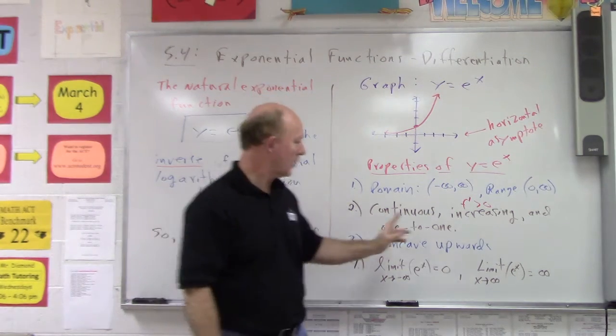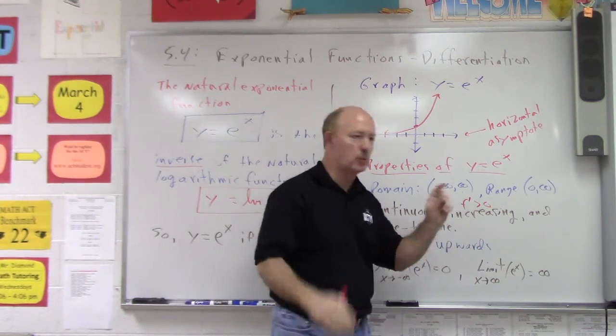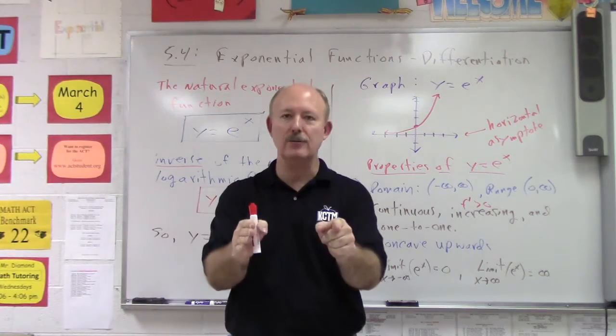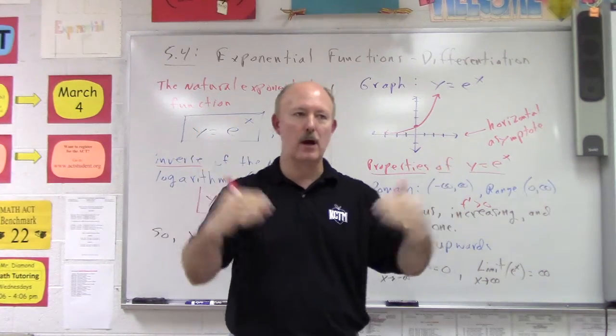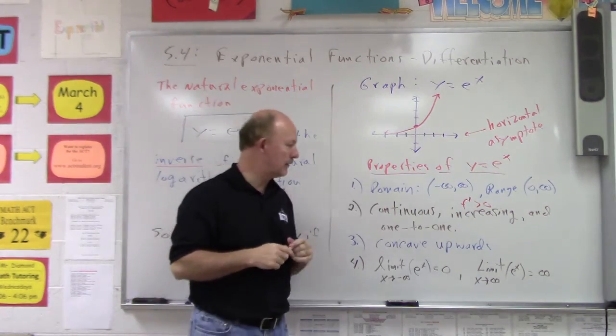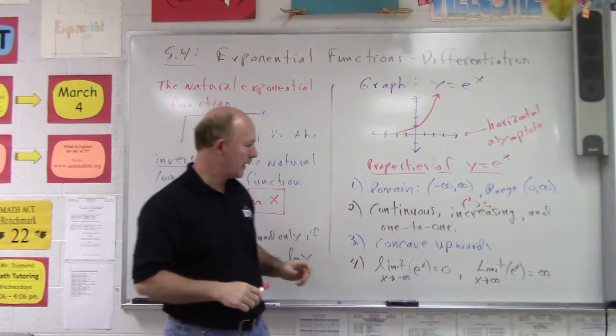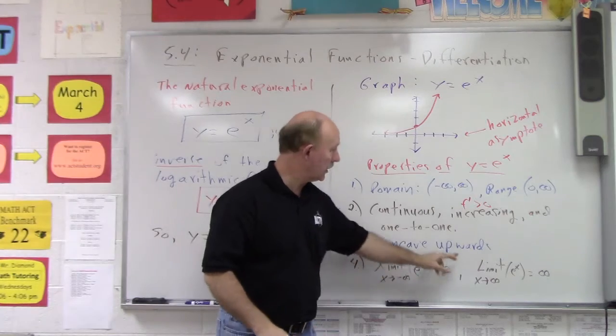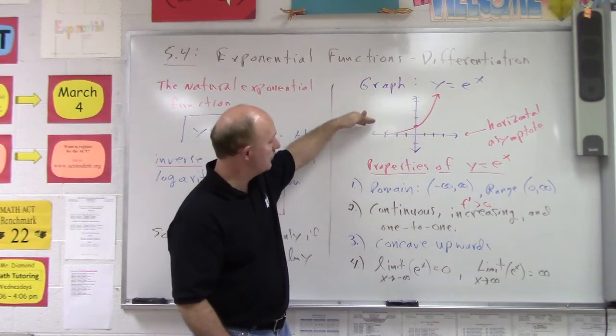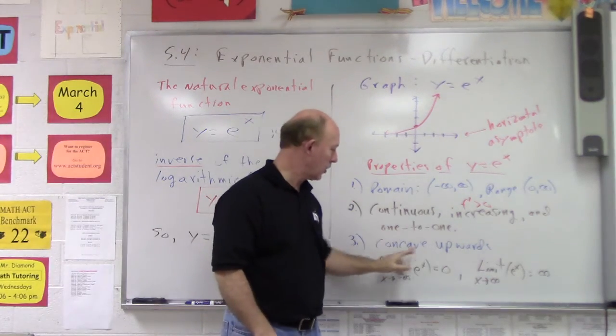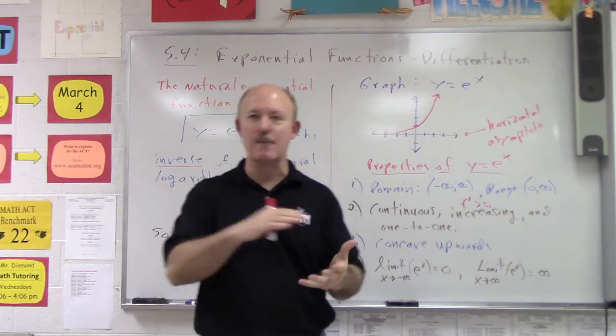Since the curve is increasing everywhere, the first derivative would be positive everywhere on the graph of the natural exponential function. And the graph is 1 to 1, so the function will be 1 to 1. Also, if you look at the curve here, our sketch, it's obvious that the curve is concave upwards everywhere.